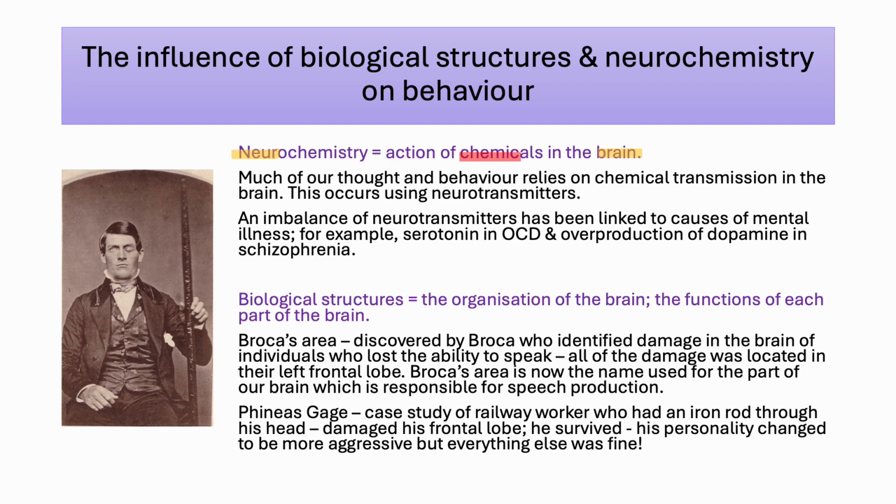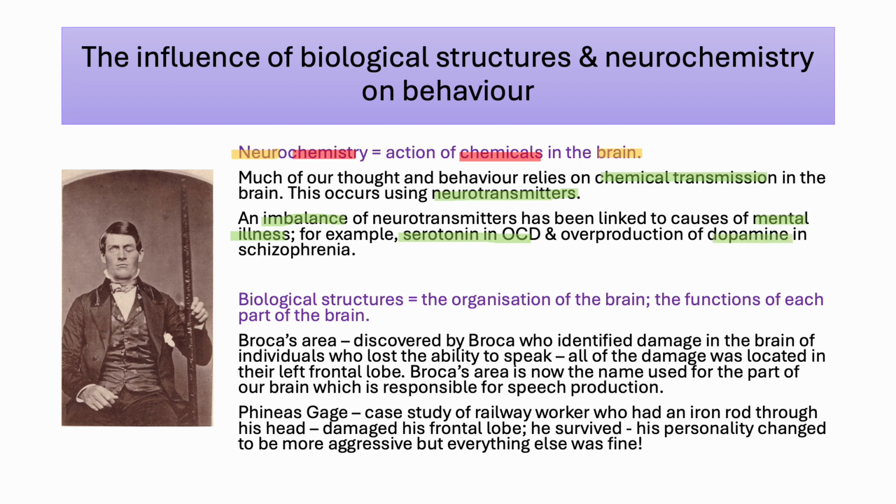So neurochemistry is all about the action of chemicals in the brain, of which we have many. Most of our behaviour and our thoughts relies on synaptic transmission, chemical transmission in the brain, which occurs through the use of neurotransmitters. Evidence has found that an imbalance of particular neurotransmitters is linked to specific mental illness. For example, serotonin in the brain is linked to OCD.